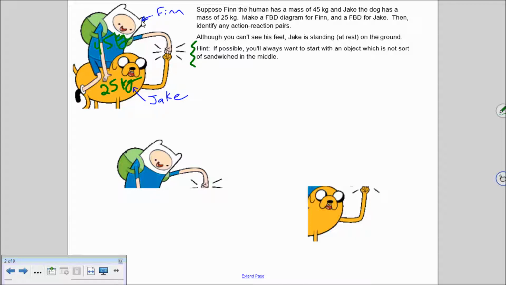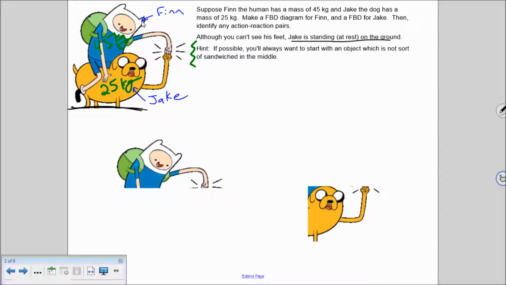you always want to start with the object that's not sandwiched in the middle. What do I mean by in the middle? Well, the ground is down here, right? You can't see it. I think there's a little note here somewhere. Although you can't see his feet, Jake is standing at rest on the ground. So Jake is sort of sandwiched between the earth and Finn. So we're going to start with the object that's not sandwiched in the middle, which in this case is Finn.